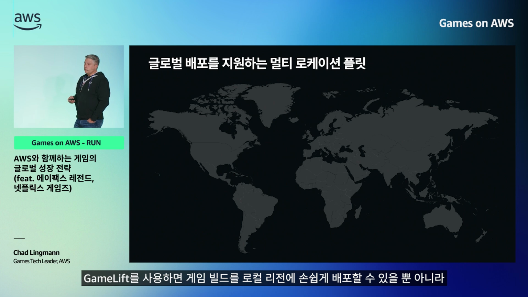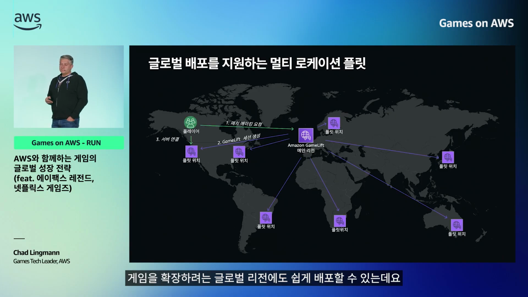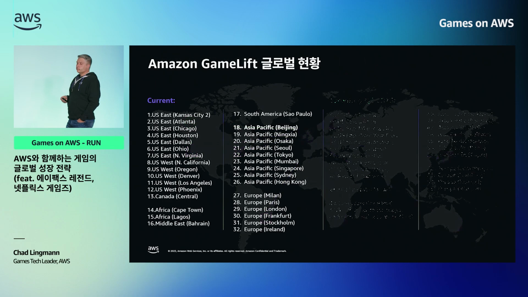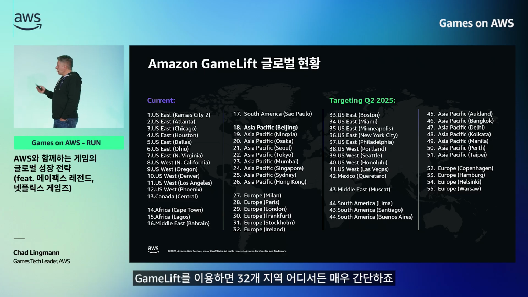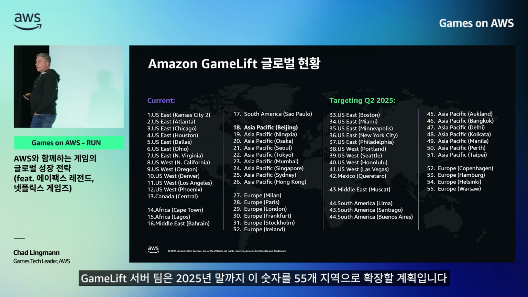So GameLift allows you to easily deploy your game builds into your local region and also into global regions where you'd like to expand your game into. This gives you an idea of what that might look like. So placing the game servers closer to where your players are at is drastically simplified when you're using GameLift in any of the 32 different locations today. The GameLift servers team also plans to expand this number to 55 locations by the end of 2025.